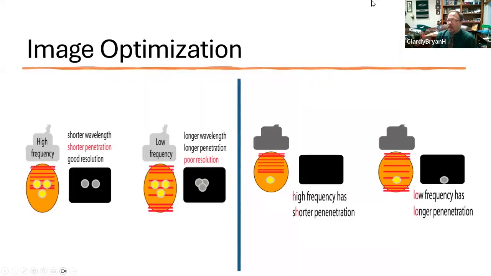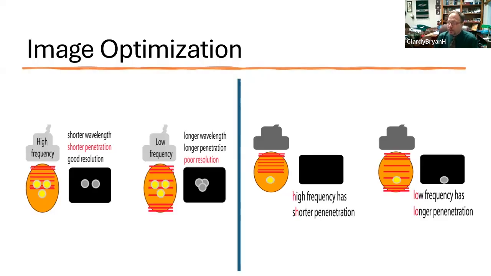So when we talk about image optimization, this is kind of what was going on before. If you'll notice our illustration there with the high frequency probe, you have a shorter wavelength, shorter penetration, and good resolution. So if you're trying to find a foreign body near the surface of someone's skin, for example, the BB I pulled out of a kid a year ago, this was great for that.